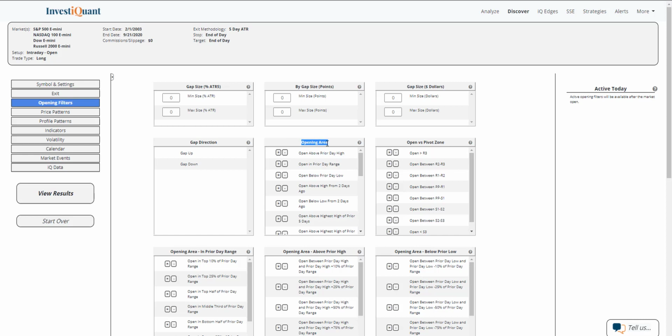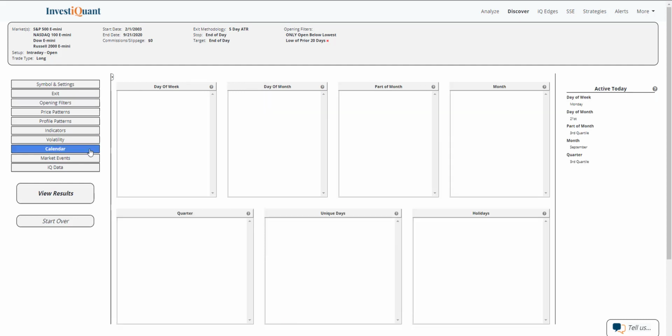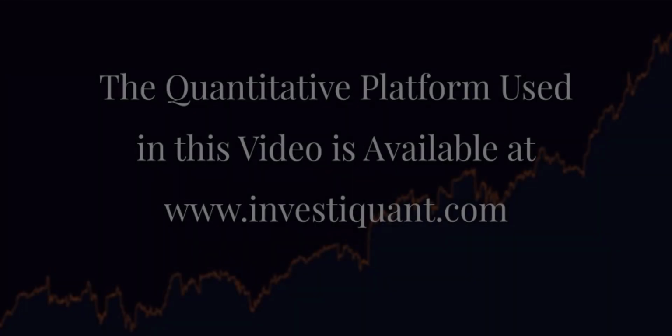Now, to define this pattern, I'm going to go into opening filters, and I'm going to go to our opening area section. This will give you all kinds of different options for technical levels that we're opening above or below or within. And I'm going to scroll down until I see open below the lowest low of the prior 20 days. And here it is. So I'm going to hit equals next to that. And that means the opening print is going to be below the lowest daily low of the past 20 sessions. So that is true. And then lastly, I'm going to go into calendar and say we are starting off the week this way. So I'm going to hit equals next to Monday and then hit view results.